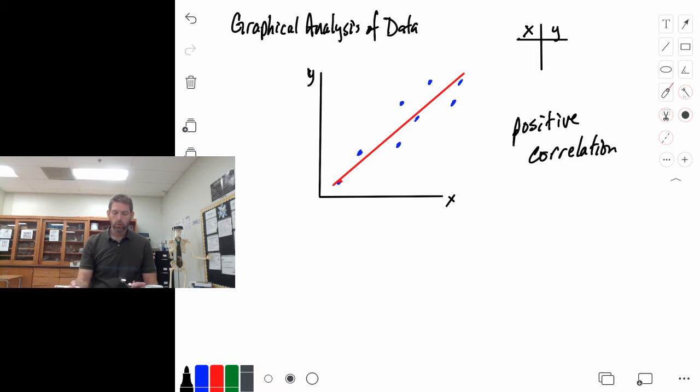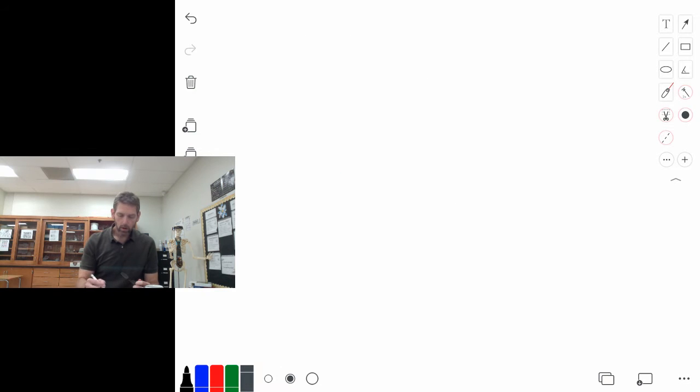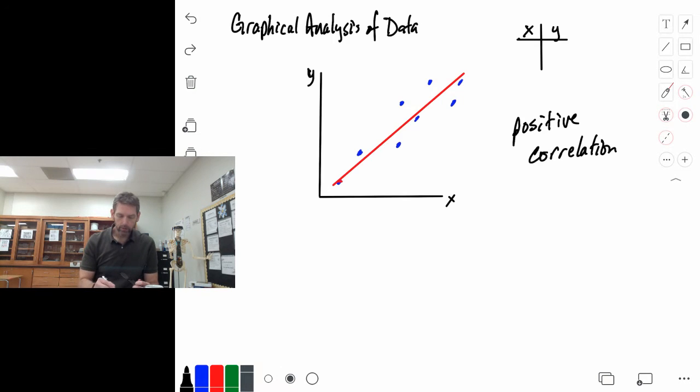And then if it were the exact opposite, if instead of the trend line being up at an angle like this, if the dots were scattered going down, right? Let me redo that. So let's get rid of that.